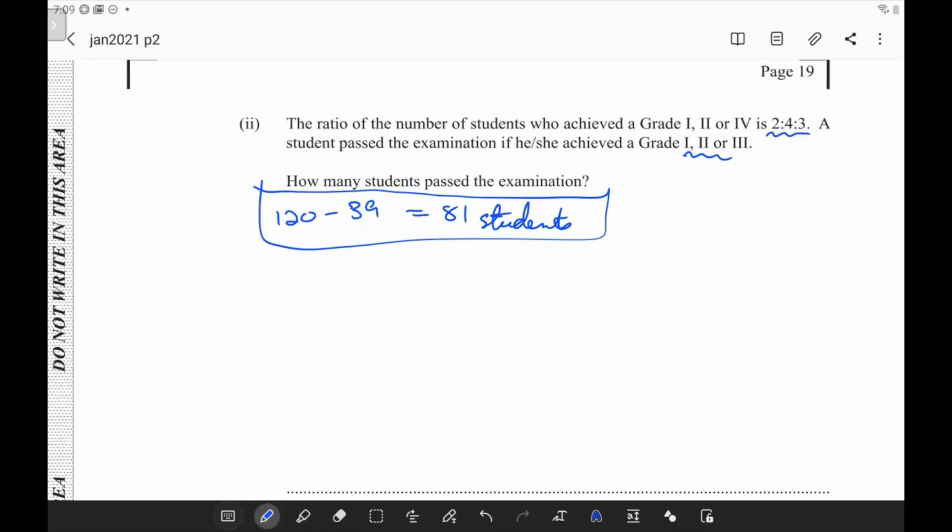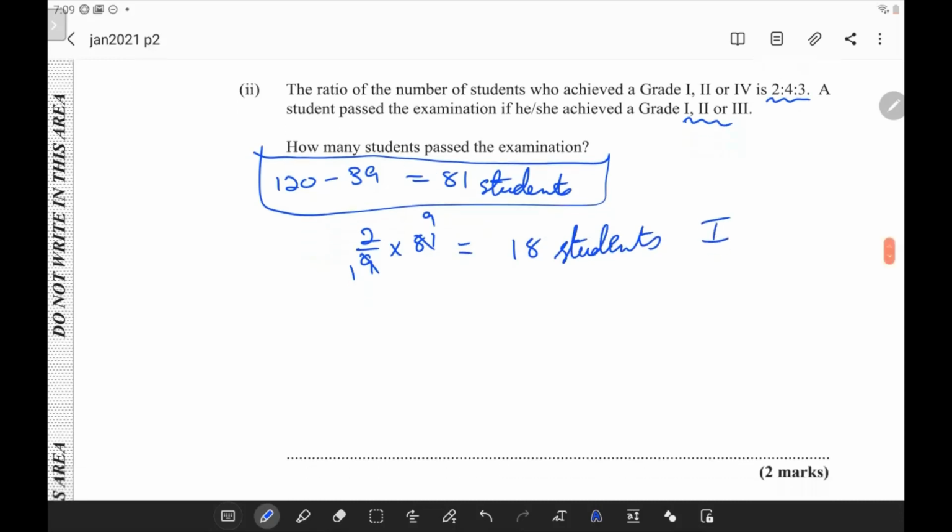So we need to calculate how many people got 1s. So we have 2 over 9 times 81 people got 1s. So that is equal to 9 into 81 is 9, 9 2s are 18. So 18 students got a 1. So that is grade 1.